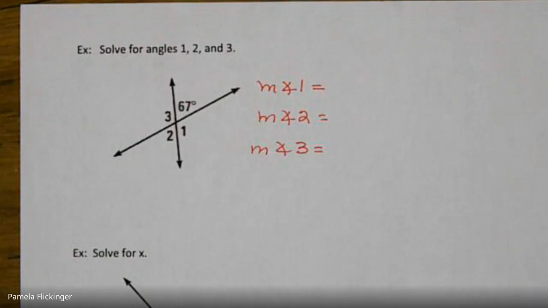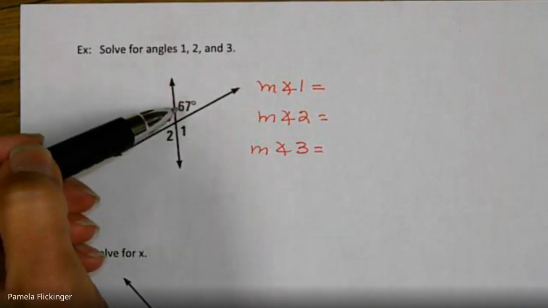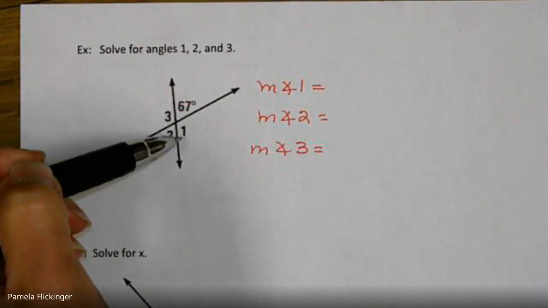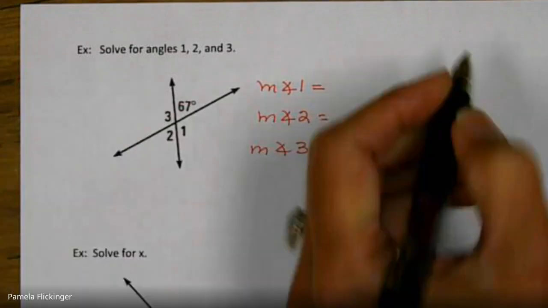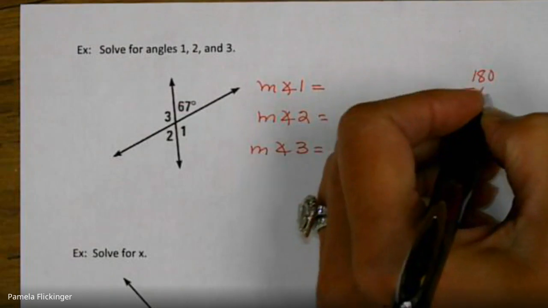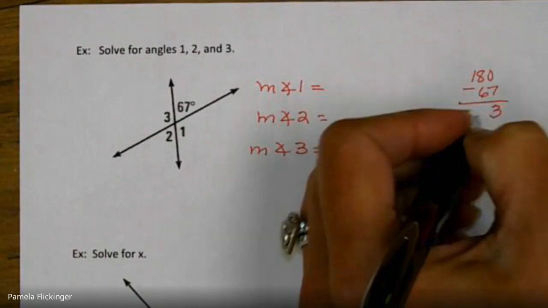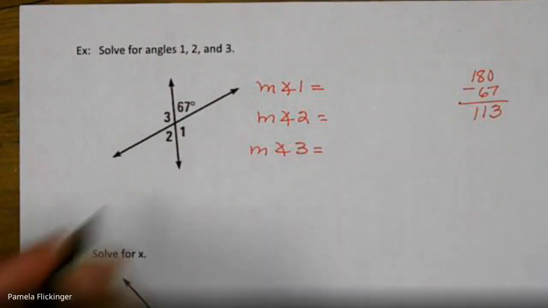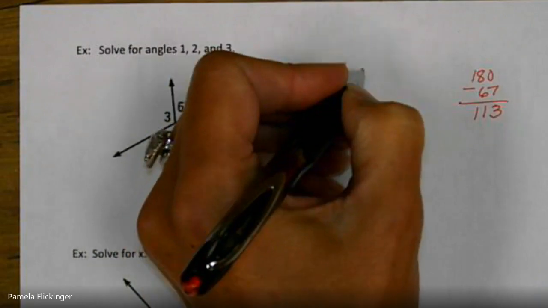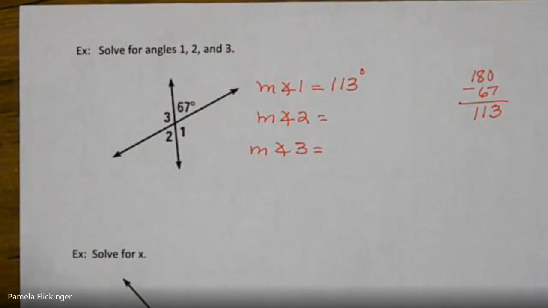So to find angle 1, the one angle we're given is 67 degrees. Angle 1 forms a linear pair with that one. So the math I'm going to do, and I'm just going to show it over here, is simply 180 minus 67, and we get 113. Make sure you put the degree sign because it's 113 degrees.